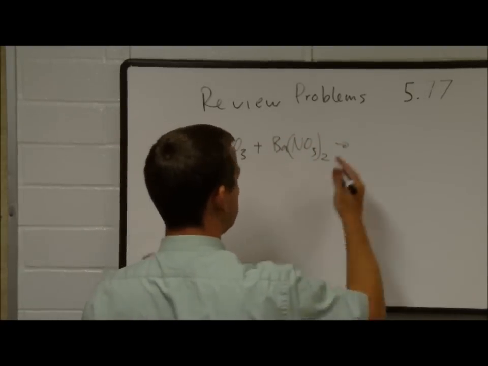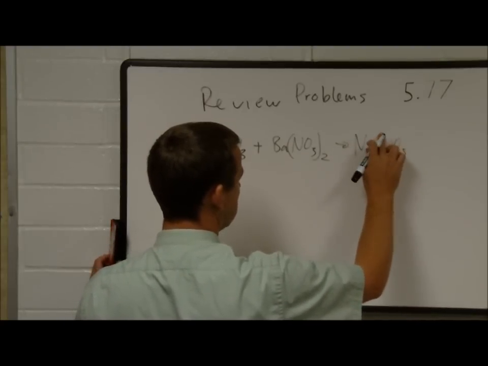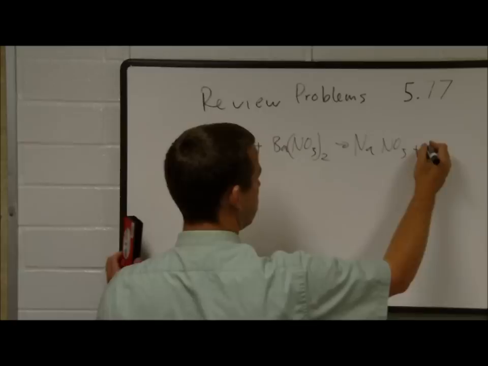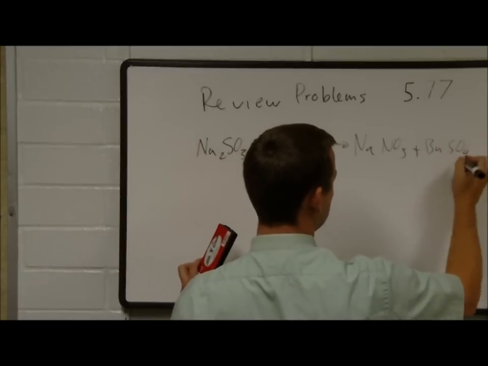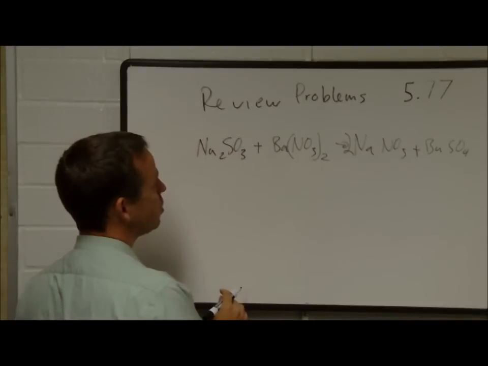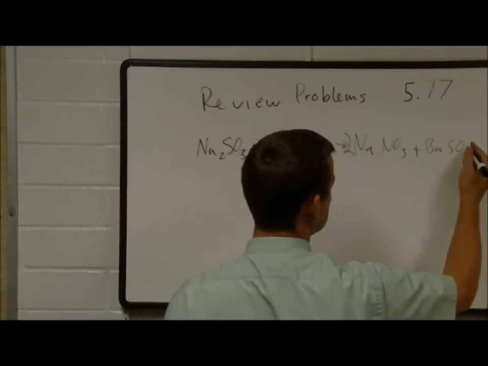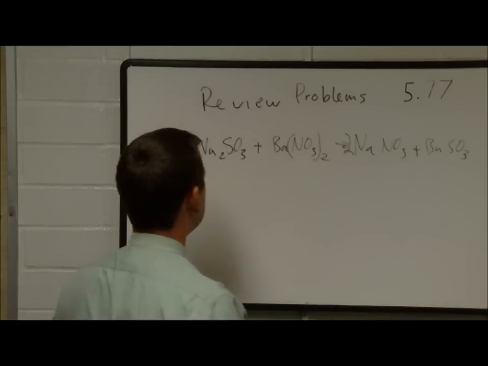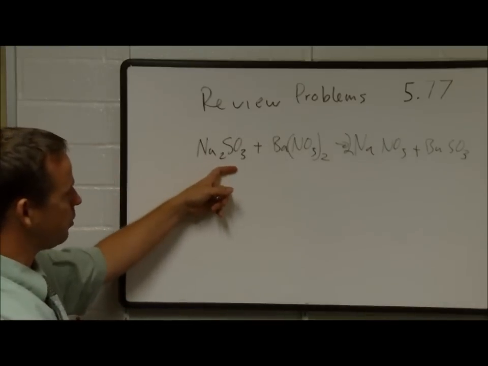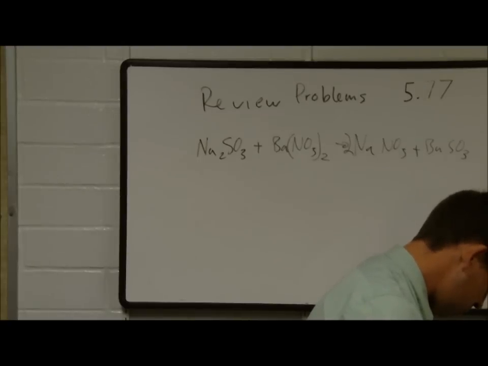Products of this are going to be NaNO3 and BaSO4, barium sulfate. We need two of those, and I think that's it, right? Oh, no, this isn't sulfate, this is sulfite, SO3. So, sodium sulfite. Sulfites are generally soluble. You look at your solubility table.